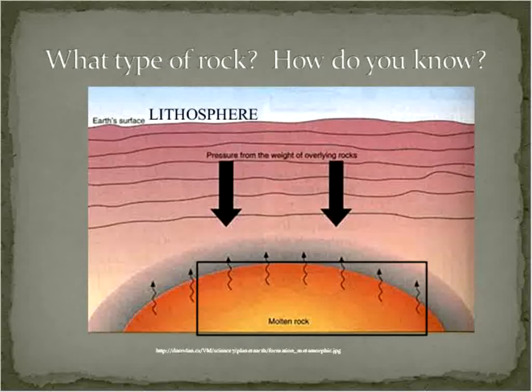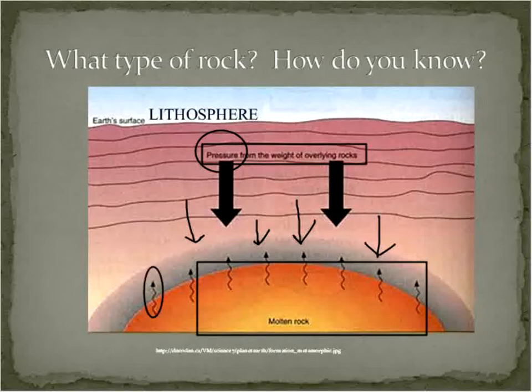Okay? Over many years, we see pressure from the weight of overlying rocks pushing down and forming rocks. It can push down on sedimentary rocks, it can push down on igneous rocks, it can push down on metamorphic rocks and form new rocks. What type of rock is this? Key word here is pressure. And here, what do we have down here? Molten rock. These little wavy lines, what are they representing?